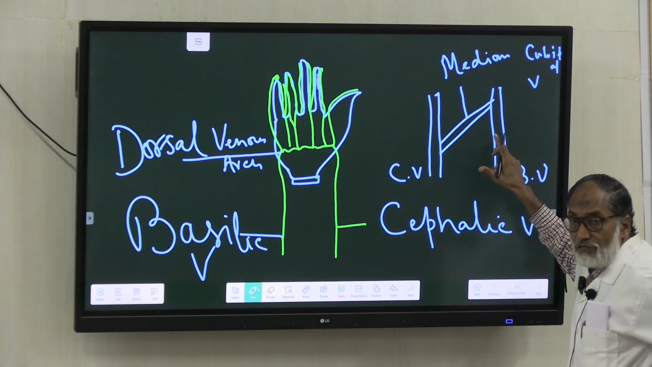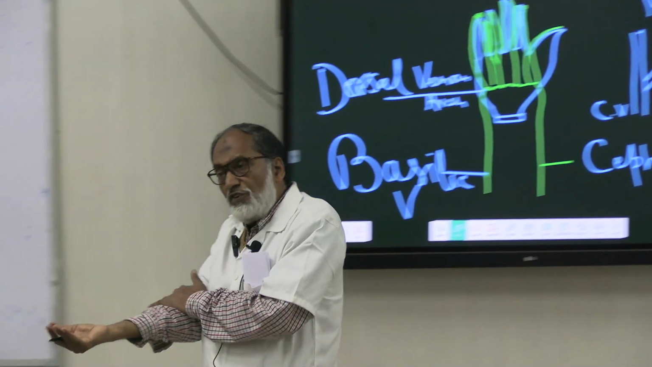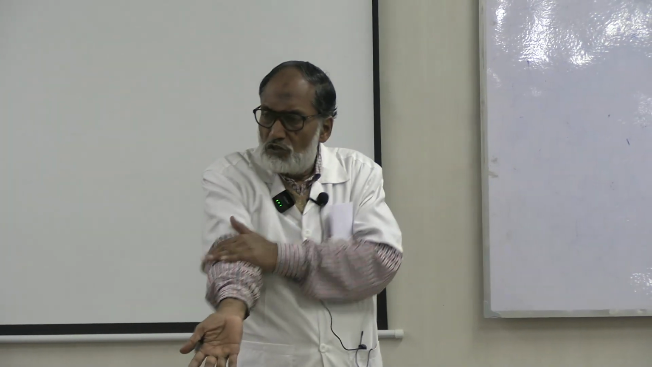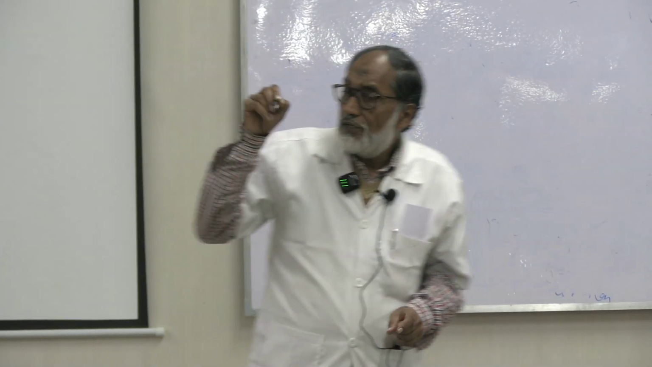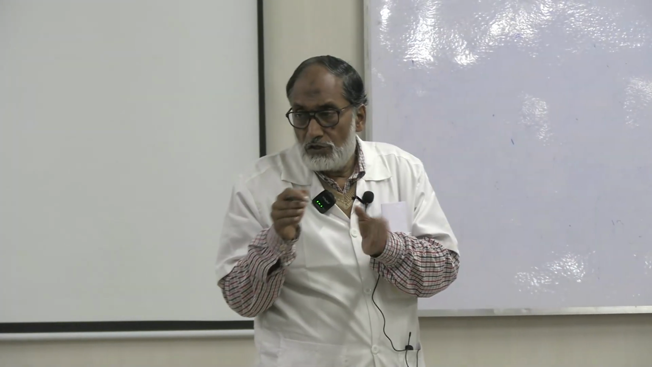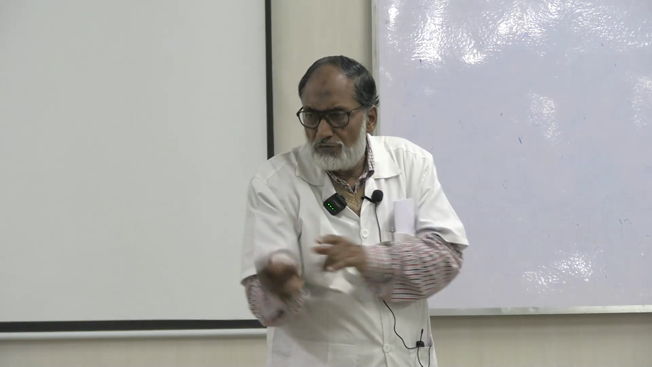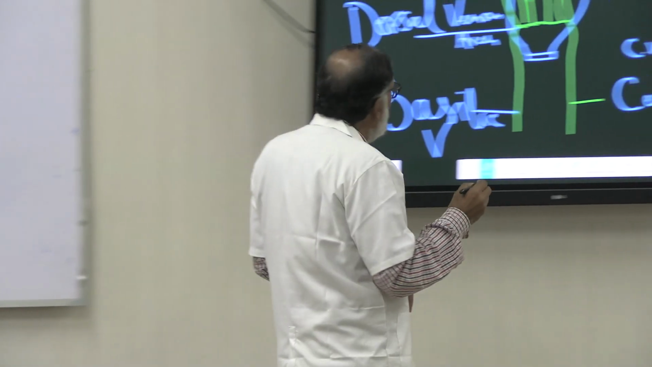This median cubital vein lies superficial to one important aponeurosis that is known as bicipital aponeurosis. So it lies superficial to the bicipital aponeurosis, and it is connected to the deeper vein which lies deep to the bicipital aponeurosis by two perforating veins. So here there are two perforating veins.